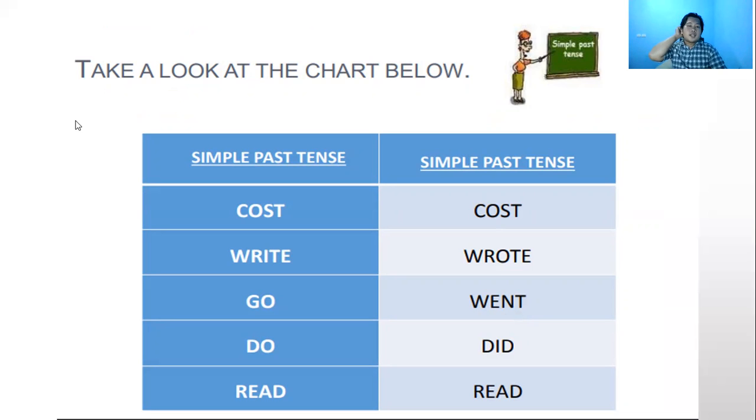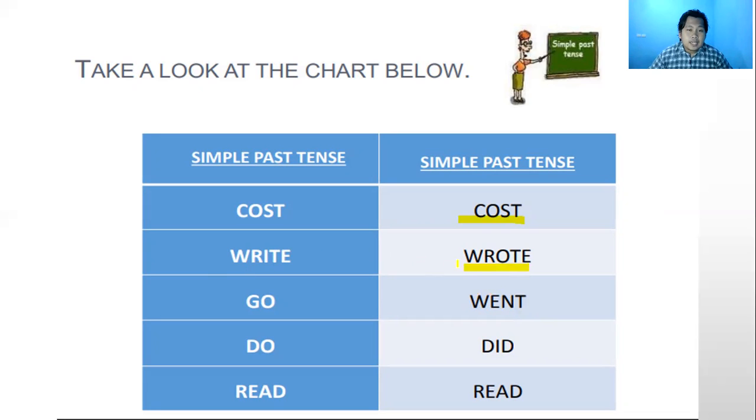So these are samples of words where the word was changed or it remained the same. For example, we have here cost. The past tense of cost, we did not add ed or d at the end, but the word remained the same. In here we have write, and the past tense of write is wrote.